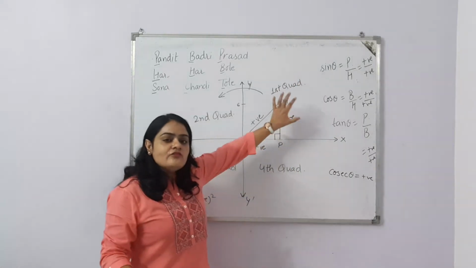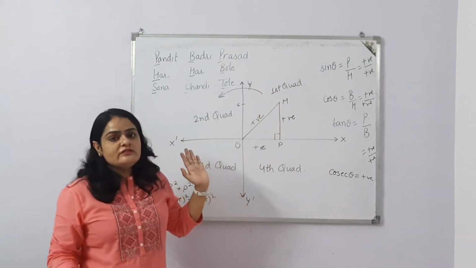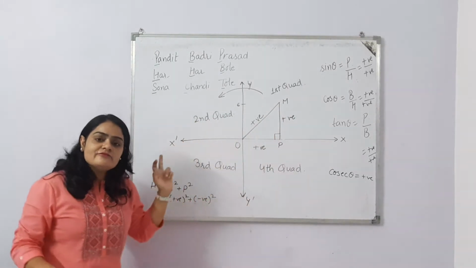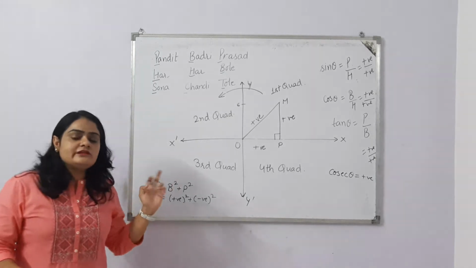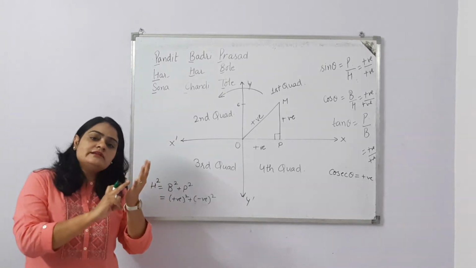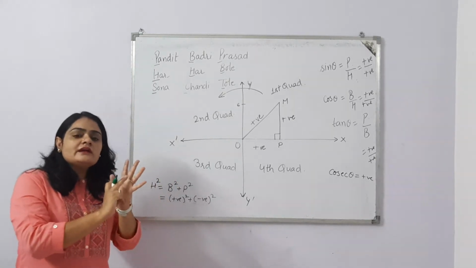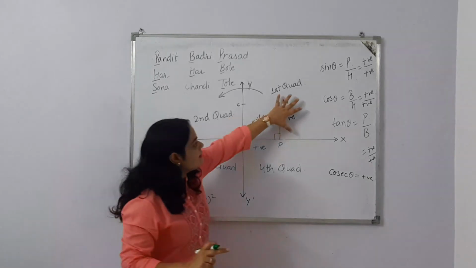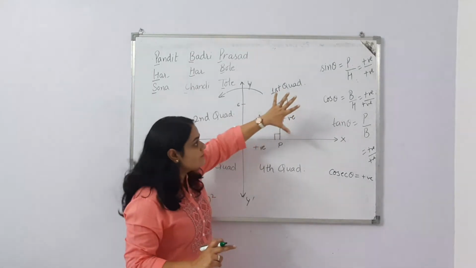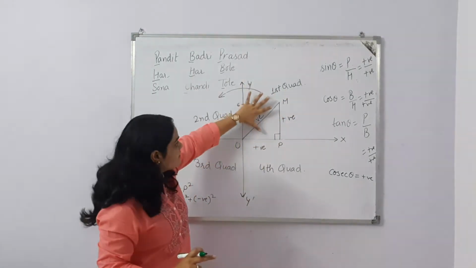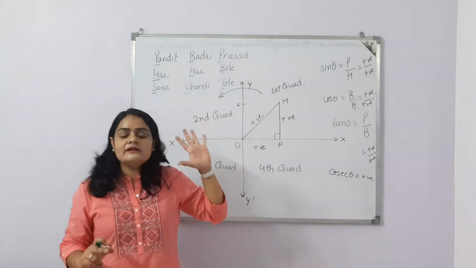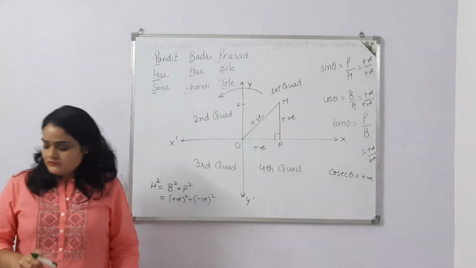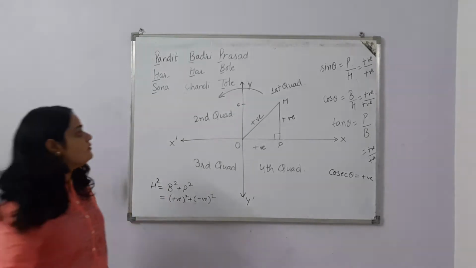the value of every trigonometric ratio is positive: sine, cos, tan, secant, cosecant or cotangent. We get a positive answer if we are in the first quadrant. This is the first quadrant area. If we are in the first quadrant, remember that all the trigonometric ratios are positive. Now what about the second quadrant?